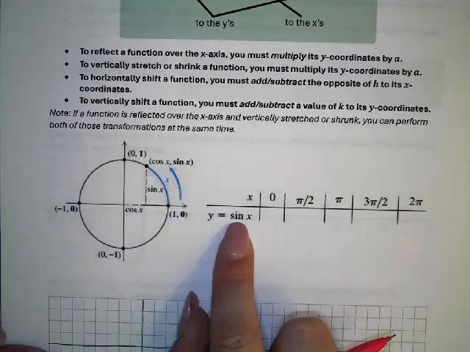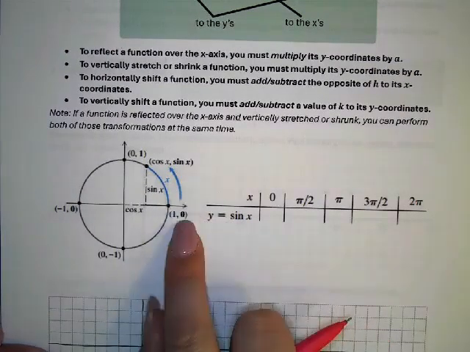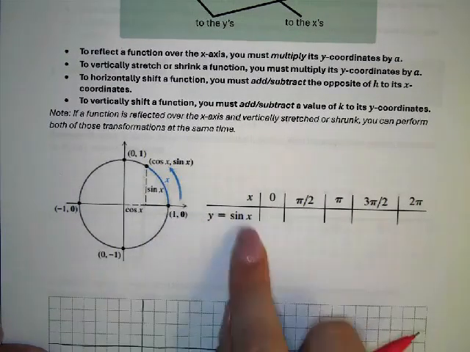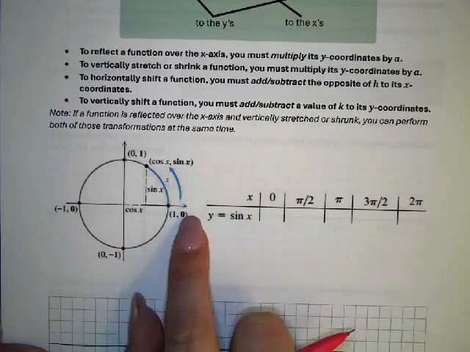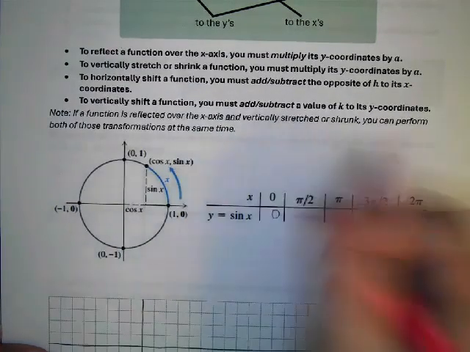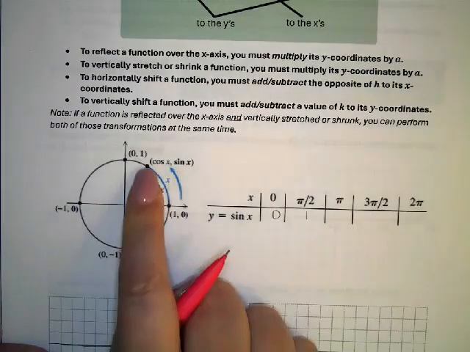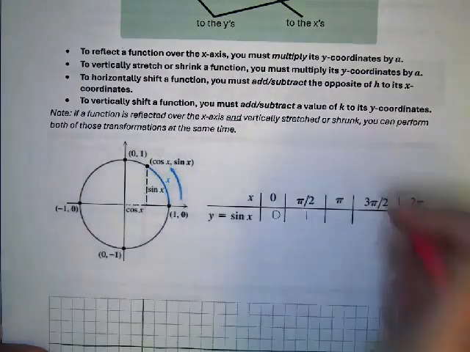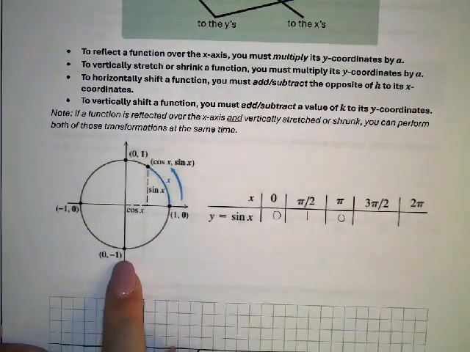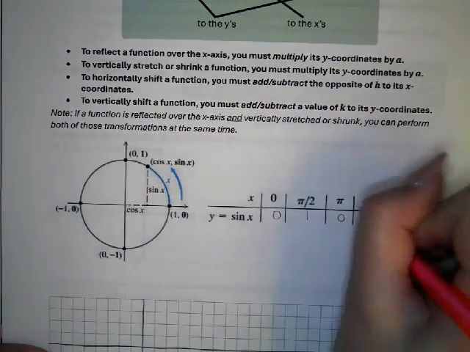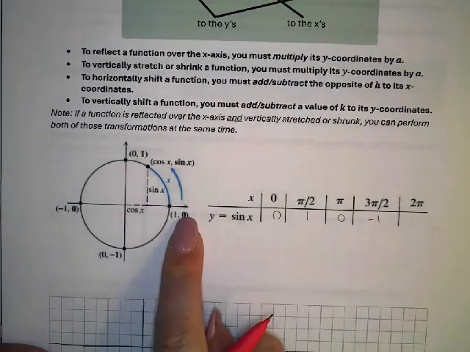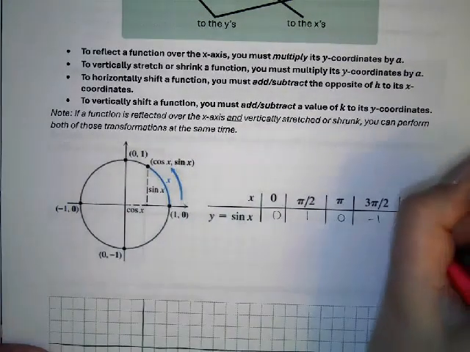So sine of the angle measurement is always going to be the y-coordinate. So sine of 0 is just 0. Sine of pi halves is 1. Sine of pi is 0. Sine of 3 pi halves is -1. And sine of 2 pi brings us back to 0.